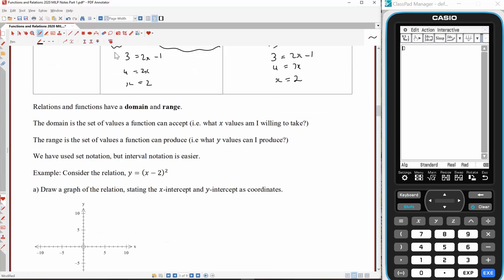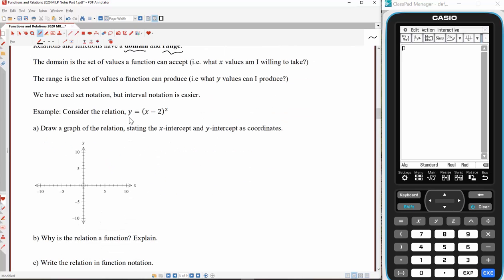Okay, functions and relations have what we call a domain and a range. The domain is the set of values a function can accept, and they're the x values it's willing to take on. The range is the set of values a function can produce or output. So what y values can I produce? We've used set notation, but I'm going to show you some interval notation. It's much easier. Again, when we introduce function and interval notation, things get a lot more slick.